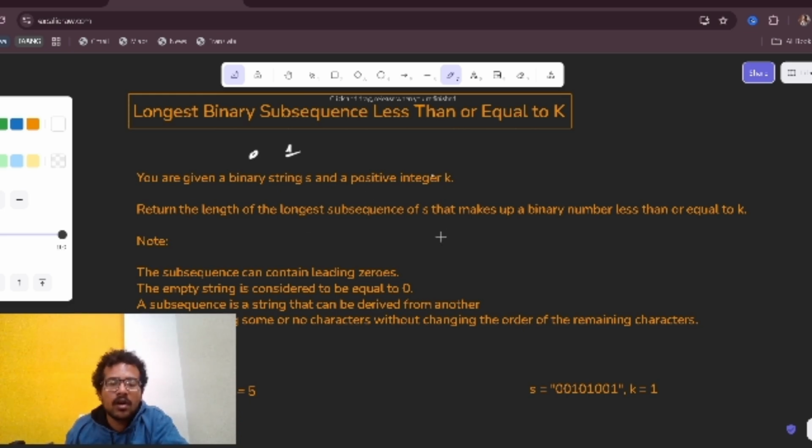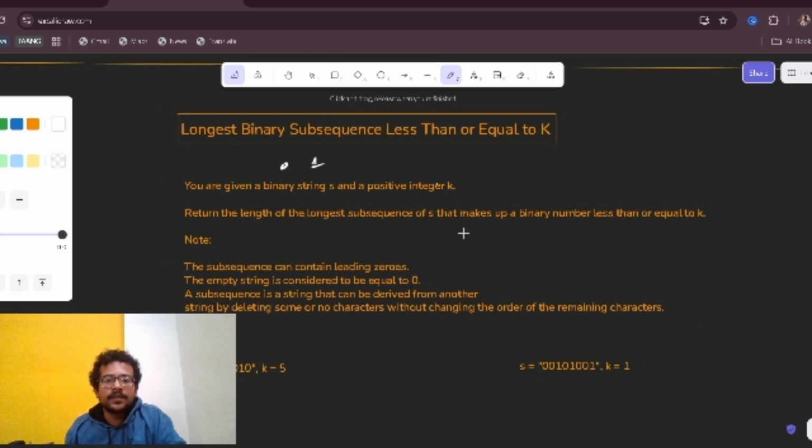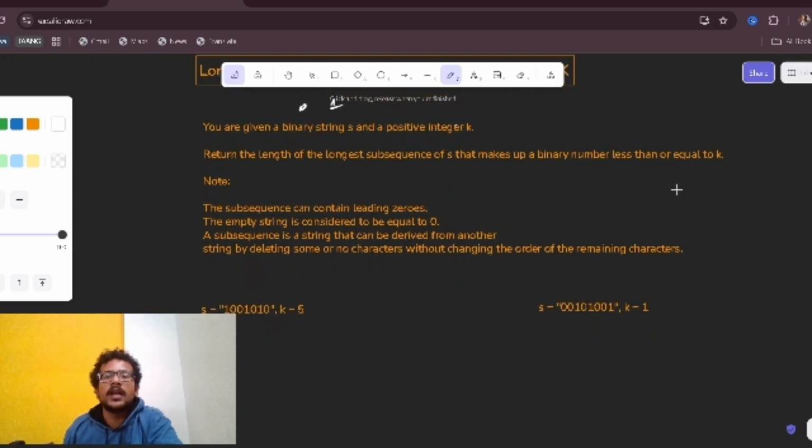Return the length of the longest subsequence of s that makes up a binary number less than or equal to k. So we need to make up some binary subsequence. Now let us see what this subsequence is. A subsequence is a string that can be derived from another string by deleting some or no characters without changing the order of the remaining characters. So if I delete some of the characters and consider the other characters, right?